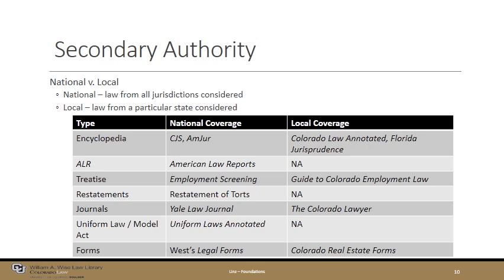So here the distinction really would be between a national treatise on a subject such as criminal law versus a Colorado treatise on a subject such as criminal law. The Colorado treatise really focuses just on the law in Colorado itself.